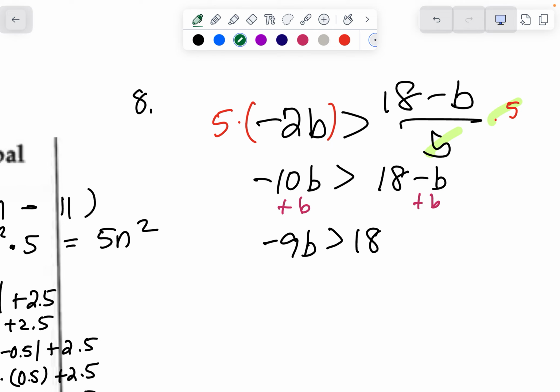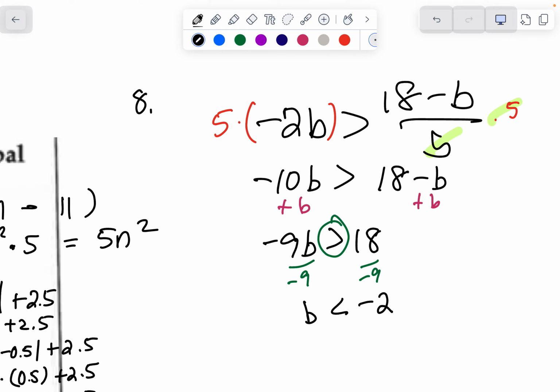The sign flips. We need to flip that sign. So I'm going to write the negative under here. And then on my paper, I'm going to physically circle it so that I will hopefully remember to flip the sign the next time I write it. So it's just a little clue, a little hint to yourself. So we get that b is less than -2.